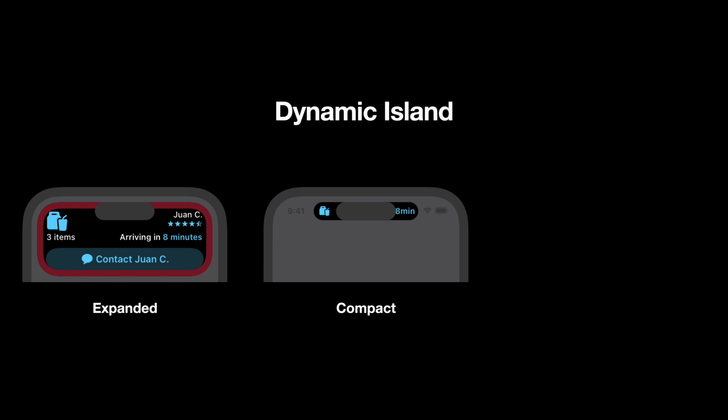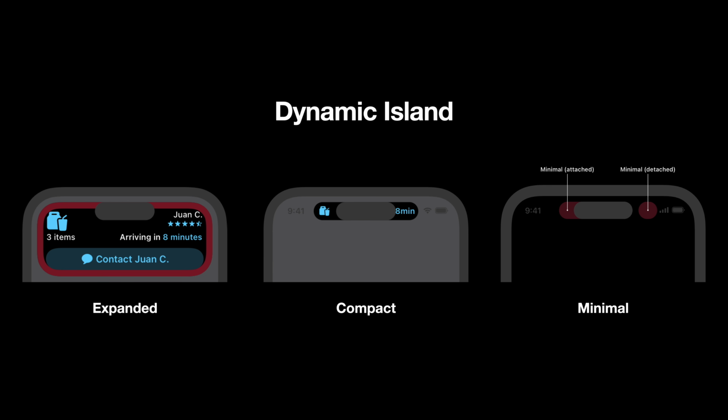3. Dynamic island compact. If your live activity is the only one running at the moment, in the home screen, the live activity will use this state, showing bits of information in both sides of the dynamic island. 4. Dynamic island minimal. If there are more than one live activity running at the same time, your live activity will be displayed in a minimal state. This state can be presented as attached, as part of the camera cutout, or detached, as its own small area next to the dynamic island.